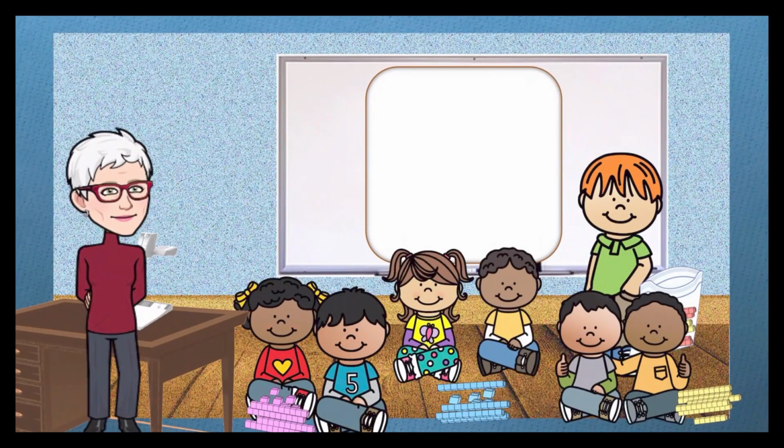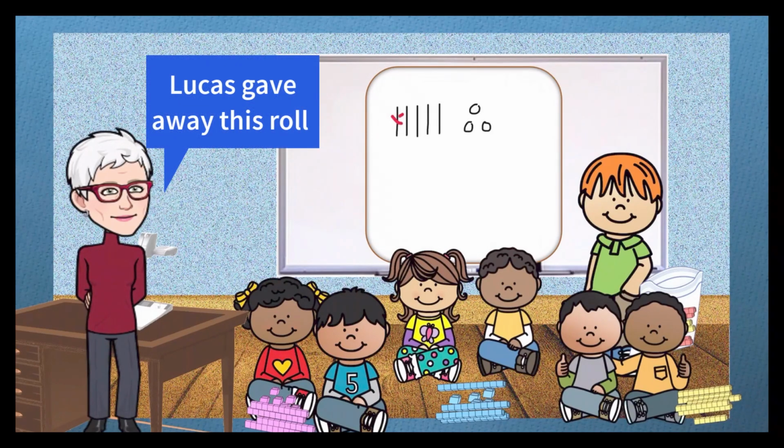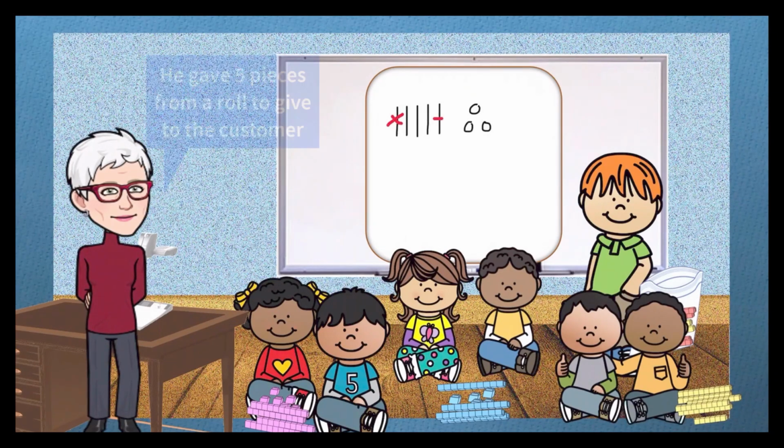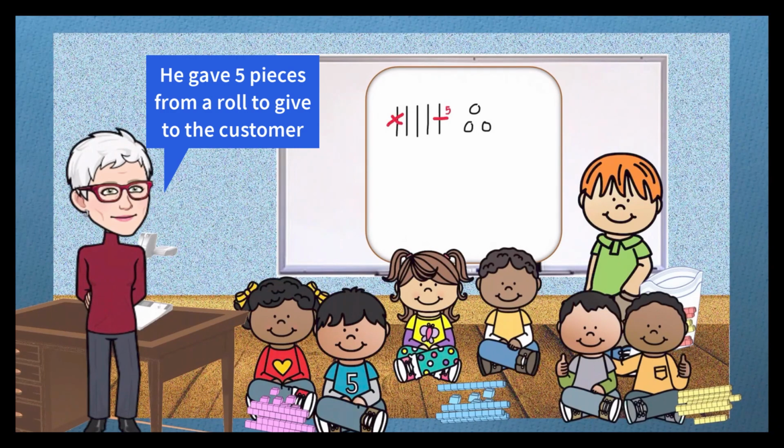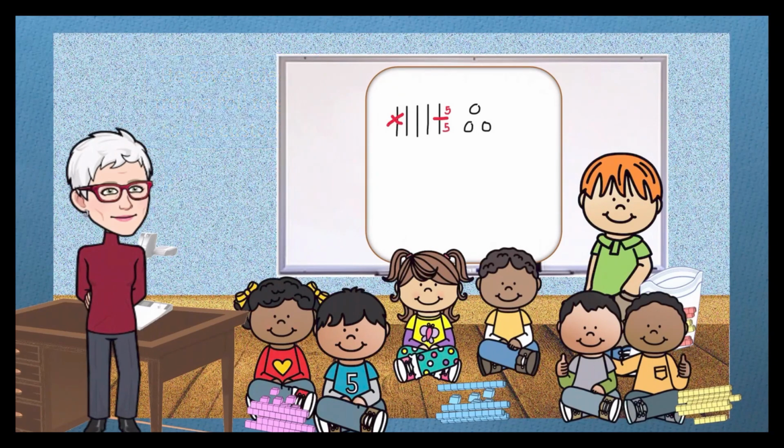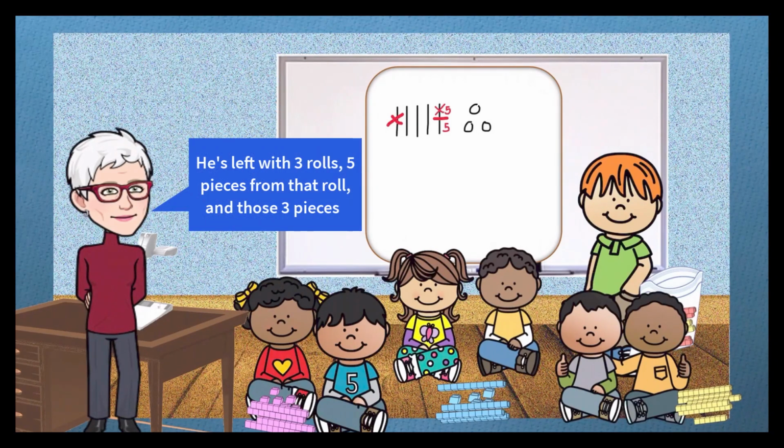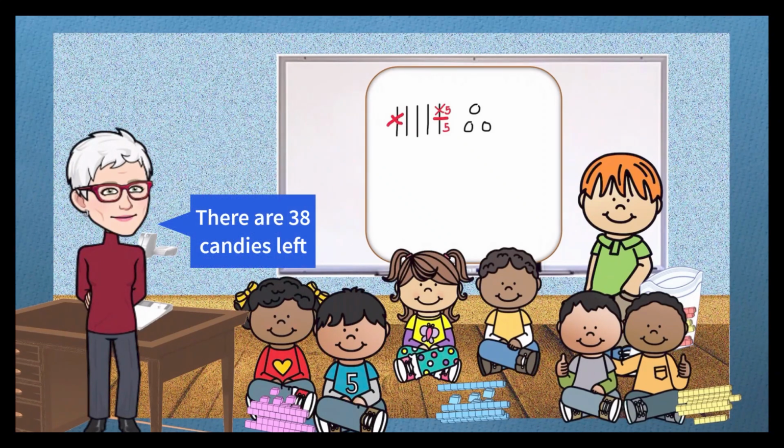Likewise, the teacher will talk through Lucas's solution as she draws 5 lines to represent the 5 rolls and then the 3 pieces. For Lucas's solution, she shows that he used 5 pieces from a roll to give to the customer. He is left with 3 rolls, 5 from the roll he's unpacked, and the original 3 pieces. There are 38 candies left.